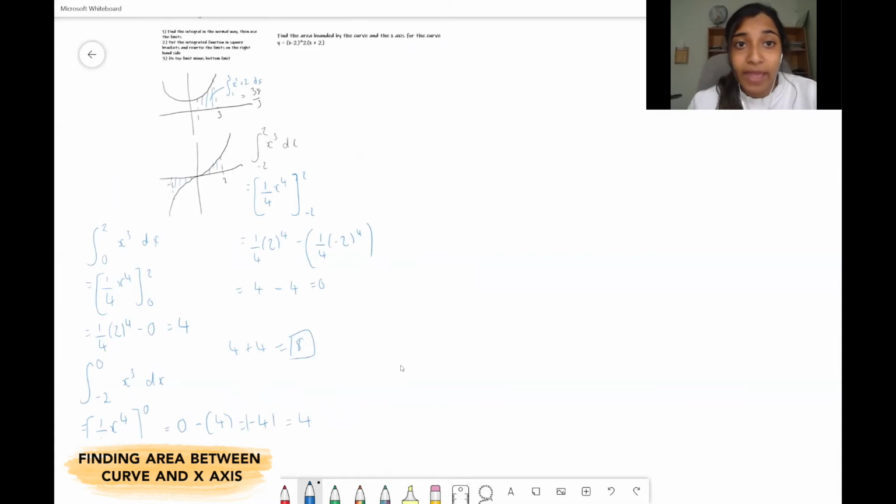So just remember that if you have something that's below the x-axis and above the x-axis, you need to split this up to make sure your negative and positive areas don't cancel out each other, because remember, you can't have a negative area. You can only have a positive value for an area.